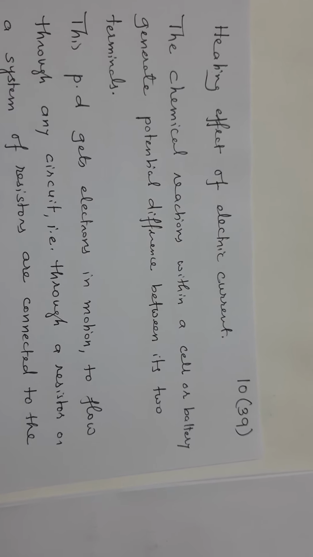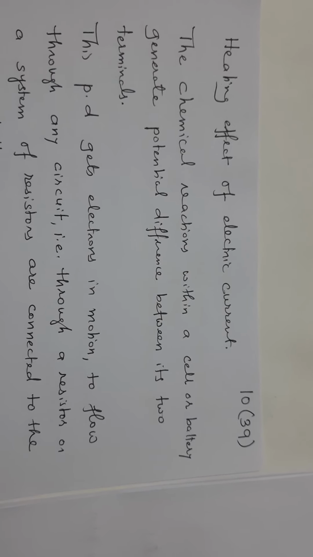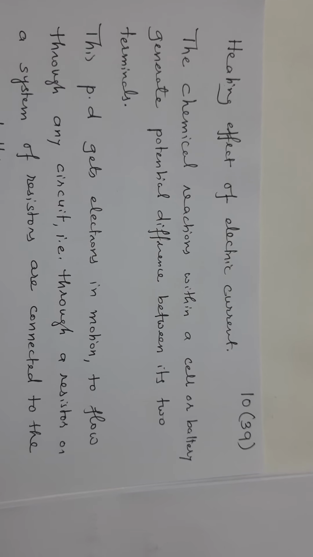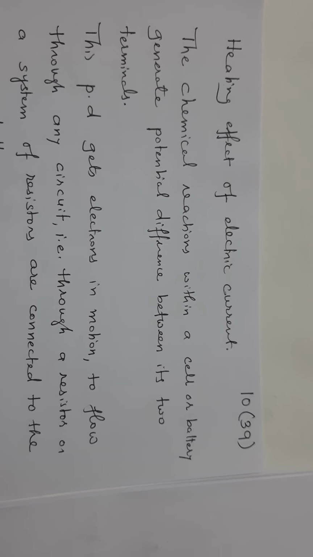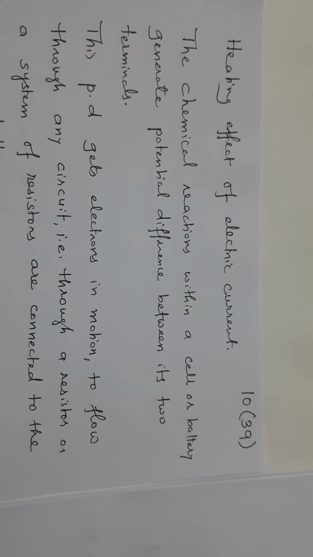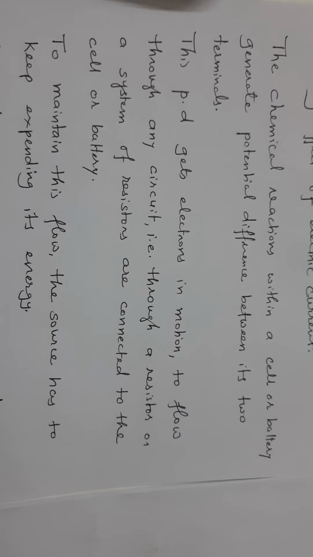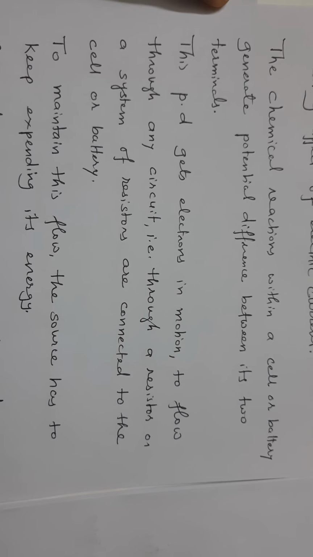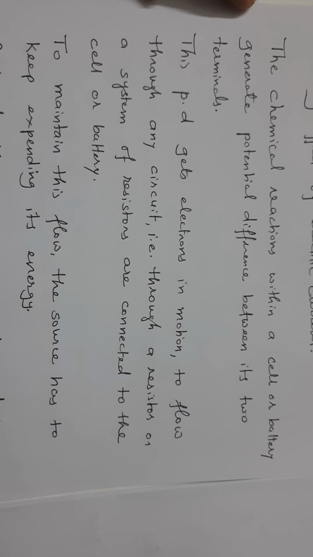Now we are coming to an important part of this chapter, that is what we call the heating effect of electric current. The chemical reactions within a cell or a battery generate a potential difference between its two terminals. This potential difference gets electrons in motion. Actually, potential difference is the potential energy supplied by the battery, by which those electrons can be brought in motion. So to flow through any circuit, that is through a resistor or a system of resistors connected to the cell or battery, potential difference is required.